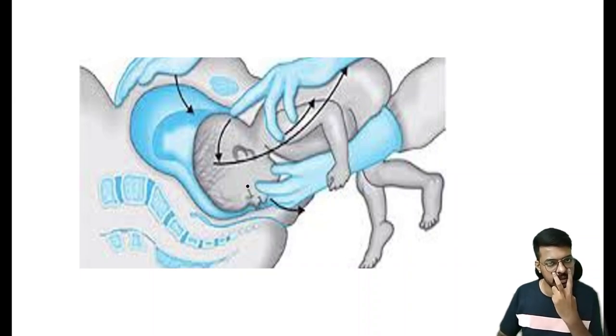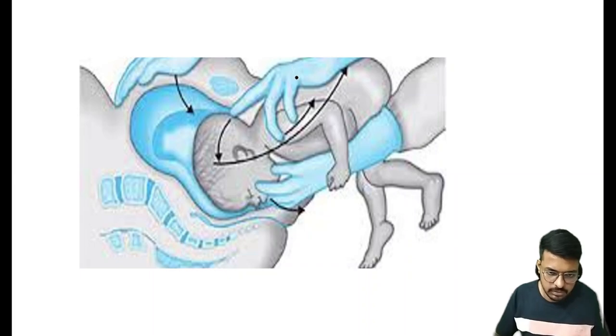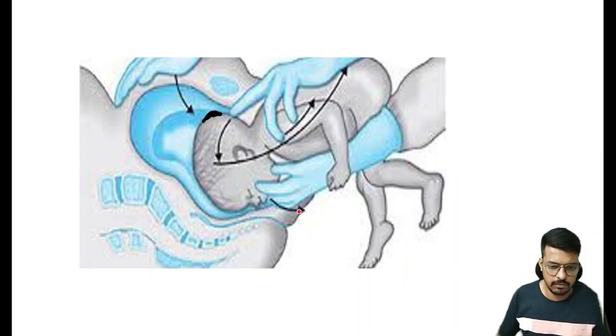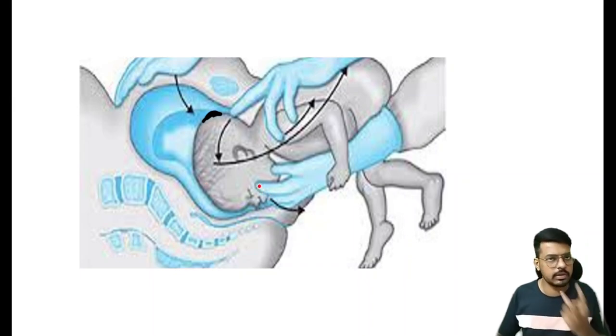Okay, and it will be like this here and lock. And the other hand will come from the anterior wall of the vagina, and it will be at the suboccipital region. So this is the occiput, and just behind the occiput is the area we call the suboccipital region. So one hand is over the molar, and the other hand is over the suboccipital region.